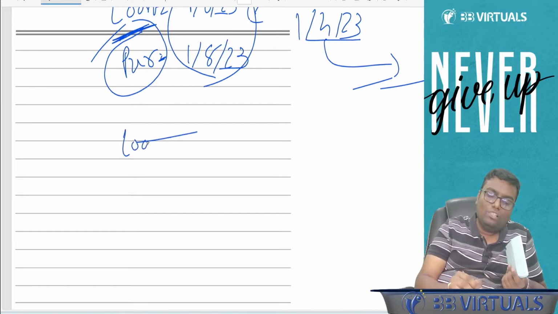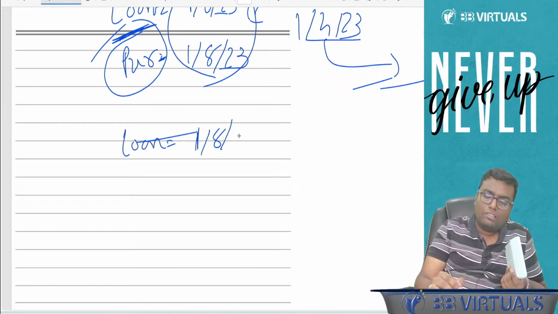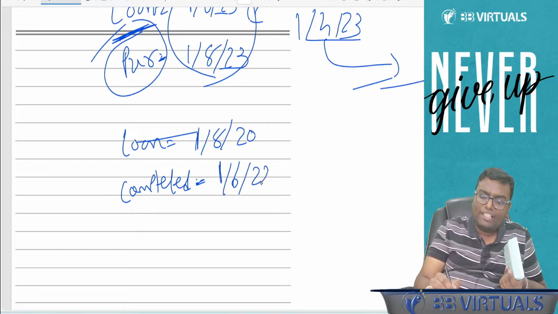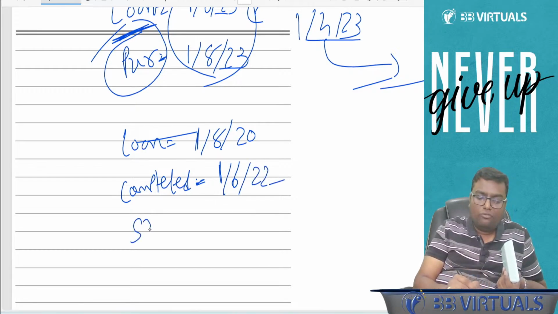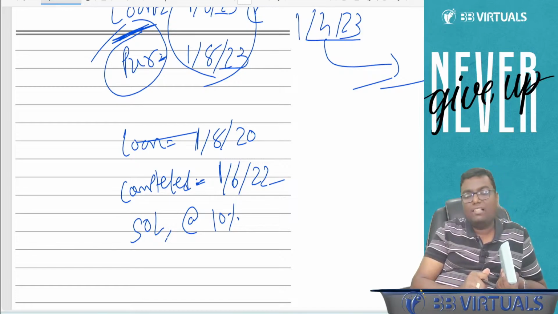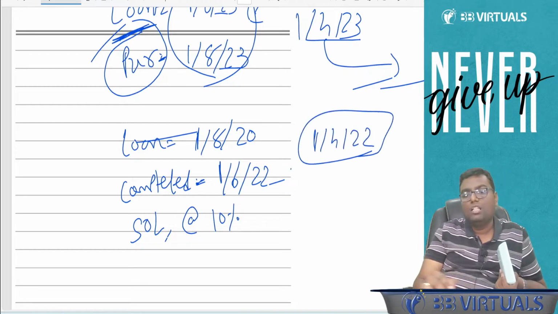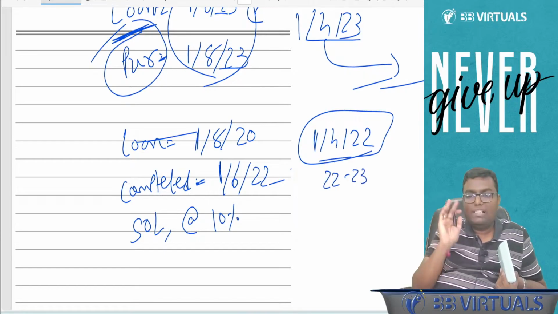Now, let's say a loan is taken on 1st August 2020 to construct a house, and that construction is completed on 1st June 2022. Loan is of 50 lakh at the rate of 10% interest. Tell me one thing, from which date will my normal deduction start? From which date will I get my interest deduction? Can I say the beginning of the year in which purchase or construction is completed? That will be 1st April 2022. So from 22-23, I will get the normal deduction.